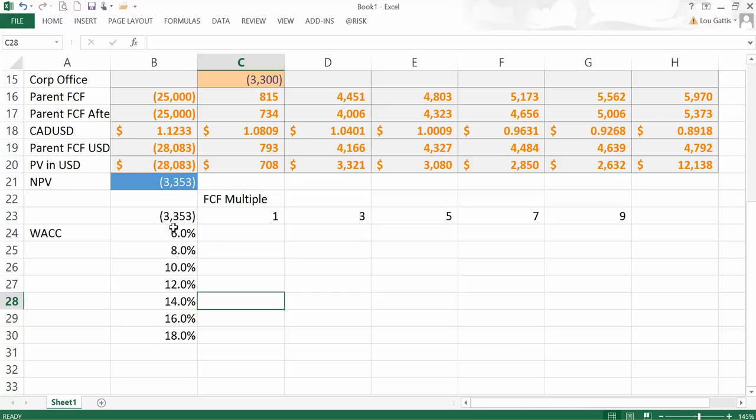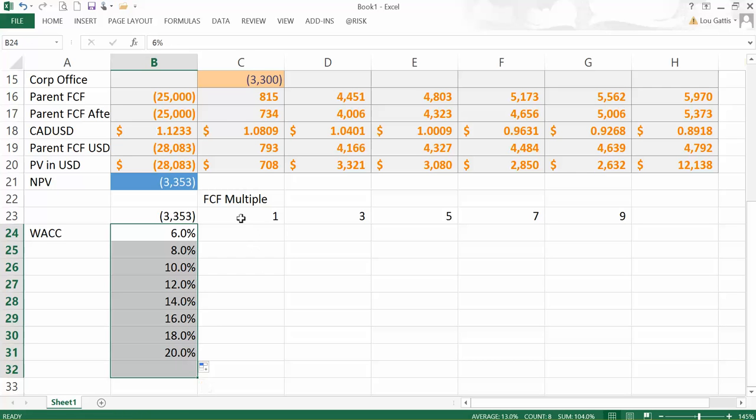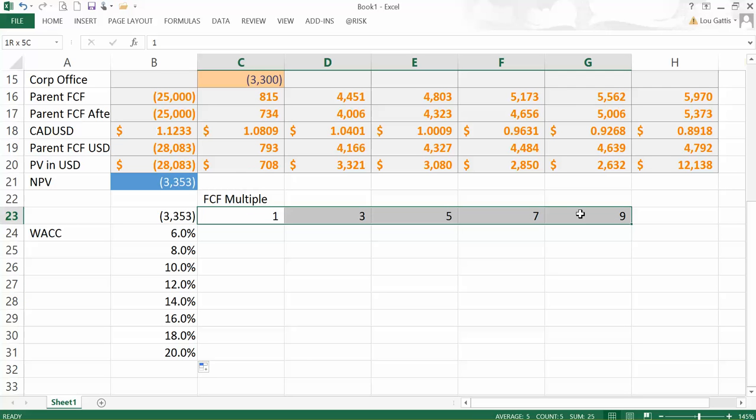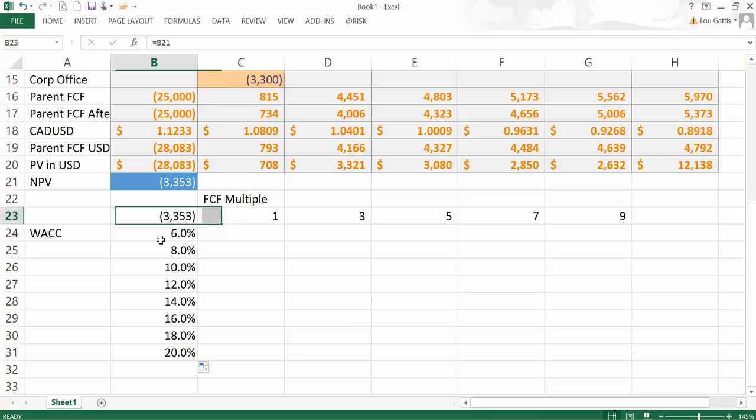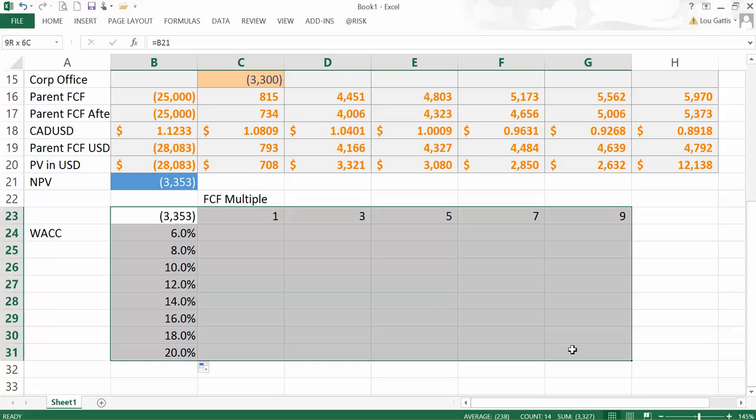Alright, so now I have my variables. I'm going to look at WACC from 6 to 18%. I'm sorry, we'll go to 20. And we'll look at free cash flow multiples from 1 to 9. And what we do is we want to get a series of NPVs. So what we do is highlight this whole area.